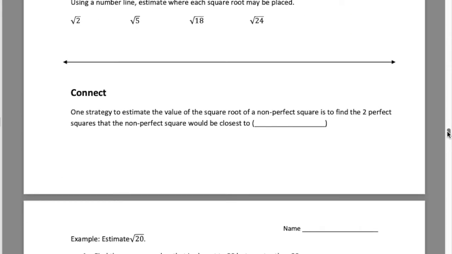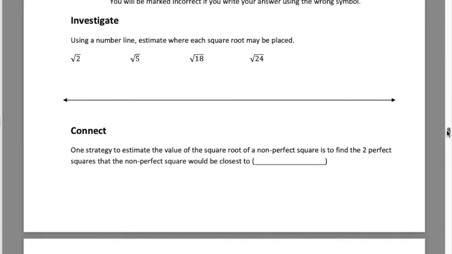So for our investigate question, it says, using a number line, estimate where each square root may be placed. And this is kind of the heart of our lesson today. We're trying to estimate where non-perfect squares could potentially end up on a number line. Okay? So this gets kind of tricky, but to do this, the first thing I'm going to do is lay out a number line that has some whole numbers on it.